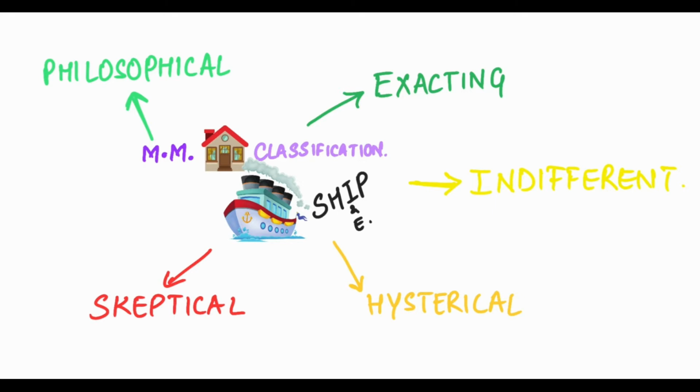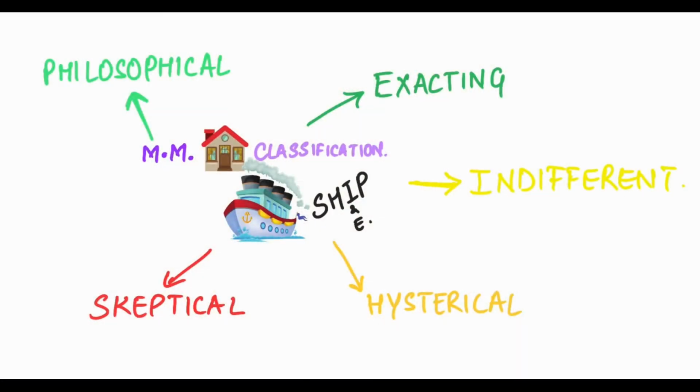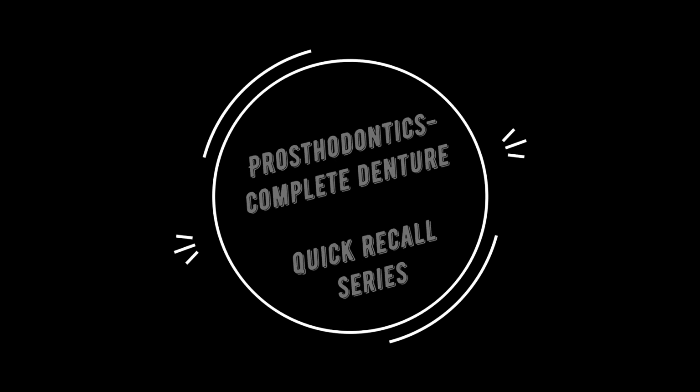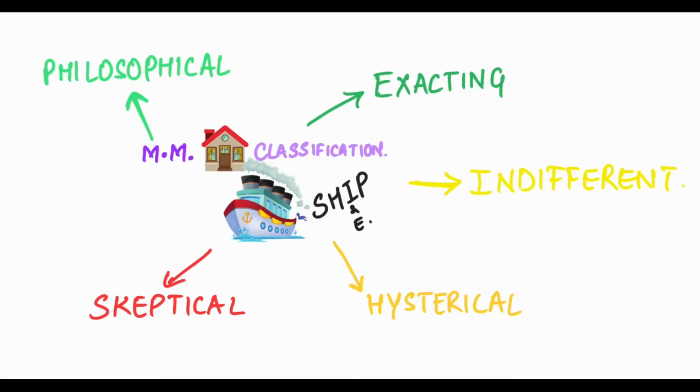Hi guys, in the next 5 minutes we'll discuss the House classification that was given in 1950, which classified denture patients into different groups based on how these patients react to the thought of becoming edentulous and how they adapt to complete dentures. You can remember the classification with the help of the mnemonic SHIP. The other letter that you must remember is E. House classified patients into these 5 types: skeptical, hysterical, indifferent, exacting, and philosophical.